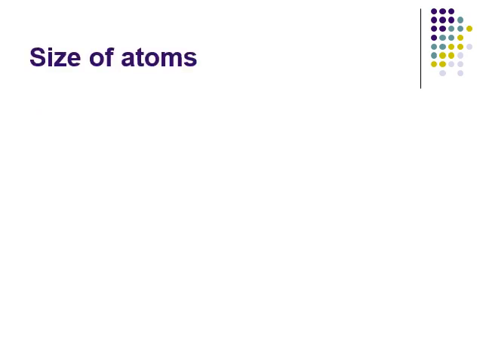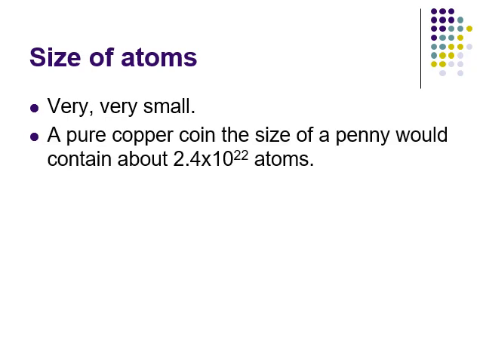Size of atoms. How big are atoms? They are very, very small. I know that is an unsatisfying description, so I'll give you some numbers. So, a pure copper coin the size of a penny would contain 2.4 times 10 to the 22nd atoms.